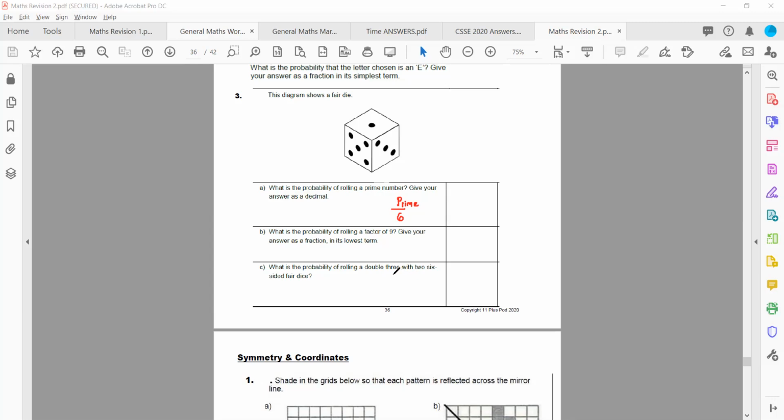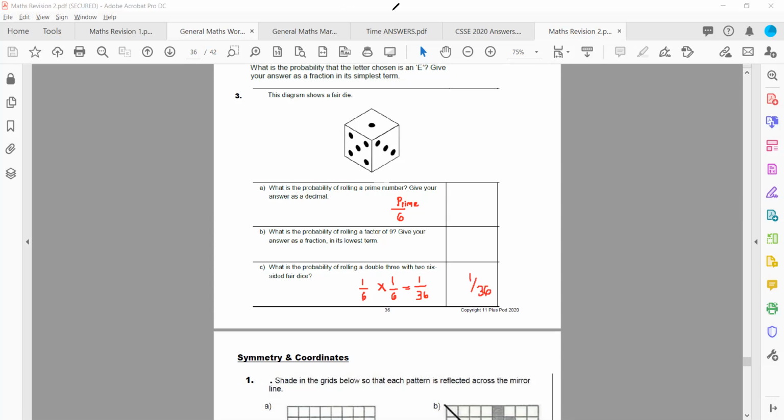Now, double 3. So on the first dice, we have a 1 in 6 chance of throwing a 3. And on the second dice, we also have a 1 in 6 chance of throwing a 3. Now, to work out the likelihood of both of those events happening, you find the probability of each event and then you multiply them together. So this tests your multiplication of fractions. So it would be 1 times 1 is 1, and 6 times 6 is 36. So your answer would be 1/36. Okay, and that's how that goes there.